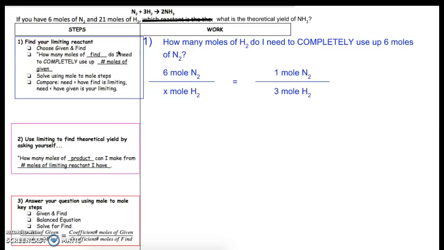Okay, we can set it up to solve. This information came from this question, right? And this information came from the balanced equation. And we've seen that multiple times. Here is the work I used to solve by cross multiplying.